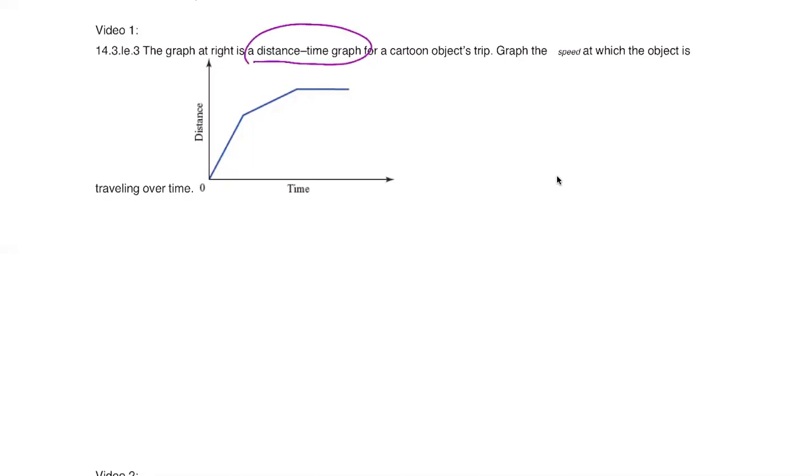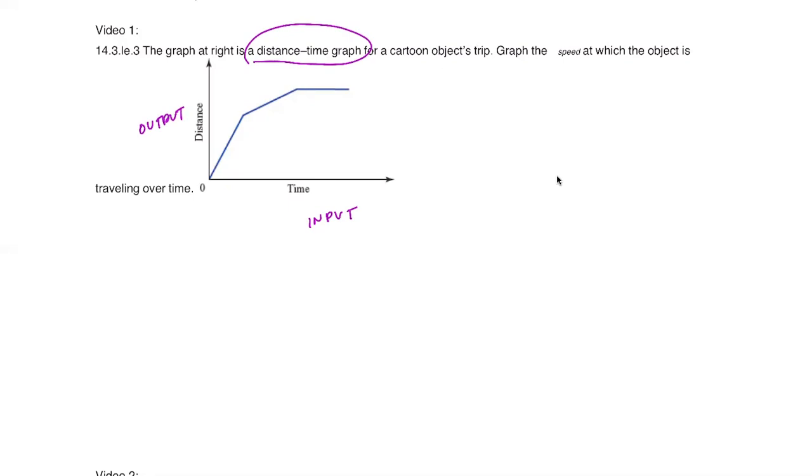That means that the output is the distance value and the input is the time value for this graph. And so as time progresses, we know how far we are from the initial point.